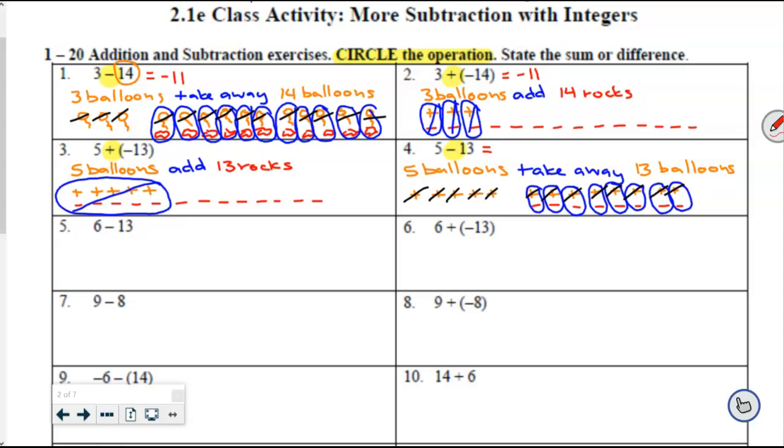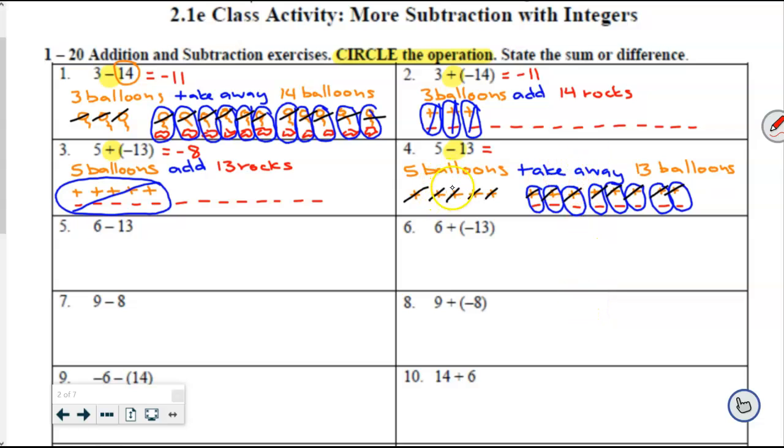All right, here's my models. Let's see what I have left. 5 balloons, add 13 rocks. I created 0 pairs, and I was left with 1, 2, 3, 4, 5, 6, 7. How many rocks? Tanner. Yeah, 8 rocks, so negative 8, exactly.